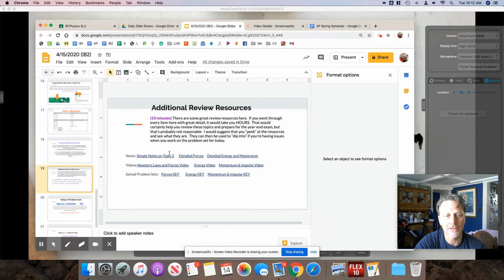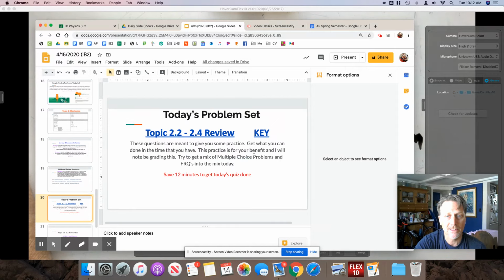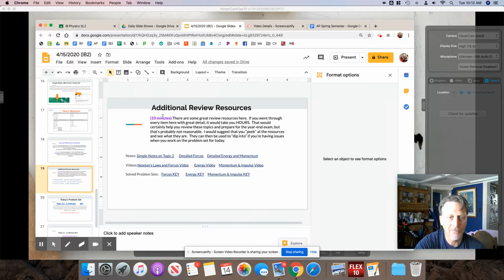Now with those resources, I put a bunch of extra resources right here. And I'm suggesting that you spend 10 minutes just looking through these to see what they are. Now you could take hours and hours going through all these resources here. That's not my intention right now. Feel free to spend that time if you want, but I want to keep everything within that hour and a half today. But go ahead and go back to those resources once you've looked through them for help.